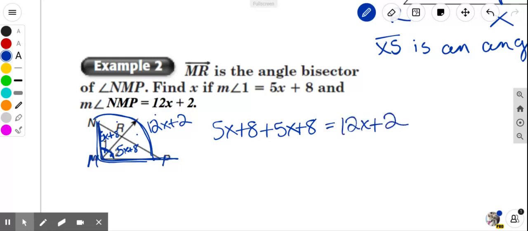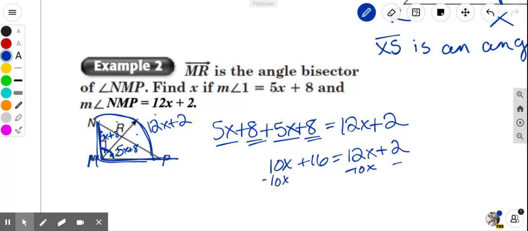And then we'll just solve for x. So I'm going to combine like terms on the left. So 5x and 5x is 10x, 8 and 8 is 16. Okay, I'm going to subtract 10x and then subtract 2. So that's going to be 14 equals 2x, and then divide by 2, x equals 7. So that's angle bisector.